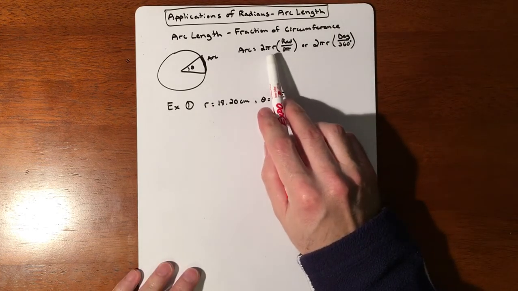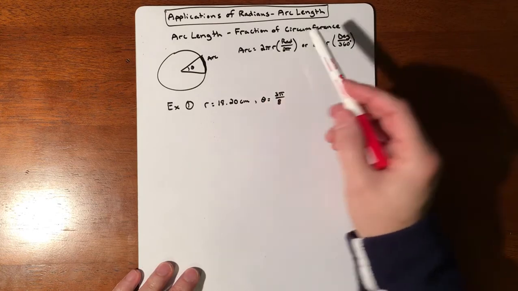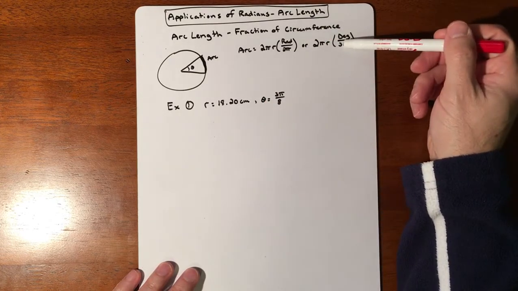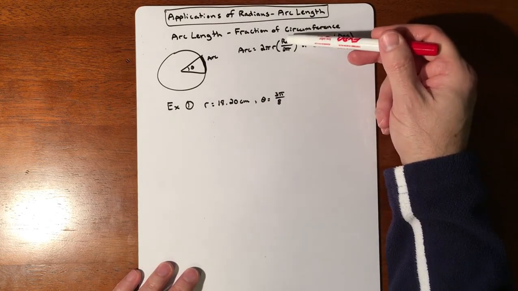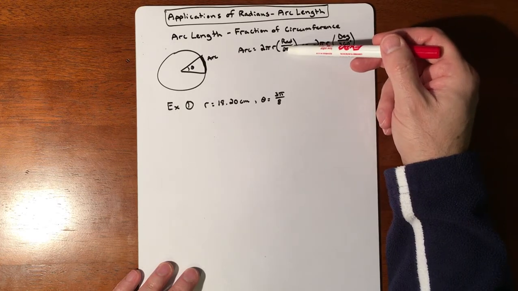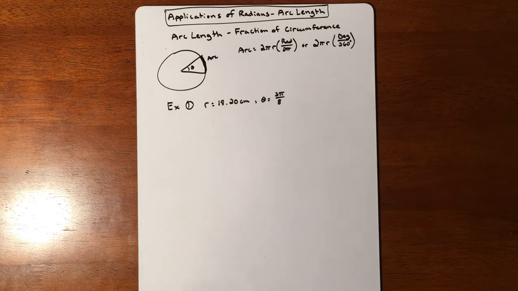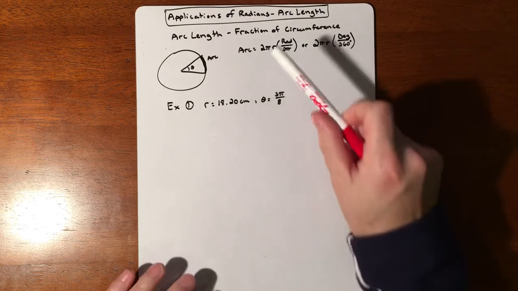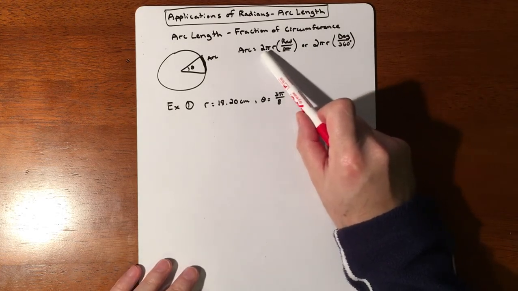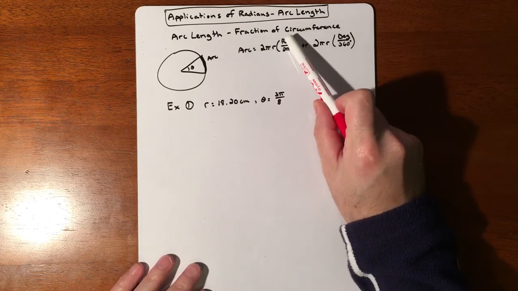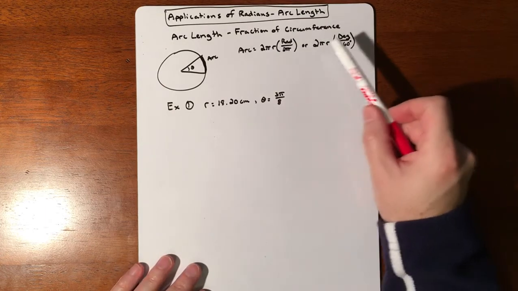Here, if we have radians, it really doesn't change. Rather than being out of 360, we're out of 2 pi. So whatever our radian measurement is, out of 2 pi, divided by 2 pi, times your circumference. Now the one nice thing that happens with this is your 2 pi's will always cancel. And so really it just becomes your radian measurement times the radius.